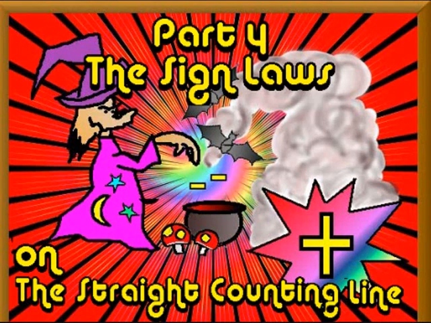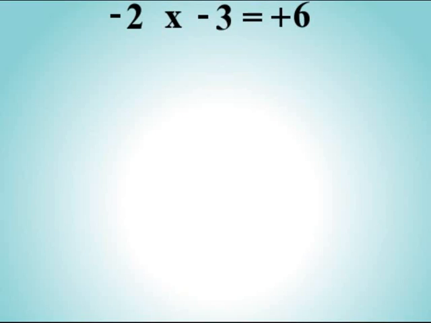Part 4. The sine laws on the straight counting line continued. The fourth and final sine law is the dual of them all. We want to show that -2 times -3 is equal to +6 on the straight counting line. In other words, to show that a negative times a negative is a positive. And the problem there, of course, is how to see that -2 lots of -3 come to a positive answer.